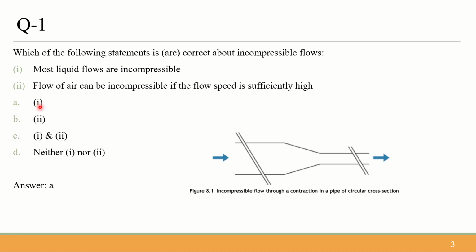So coming to the options, option A is 1, option B is 2, option C is 1 and 2, option D is neither 1 nor 2. So obviously the second statement is a false statement. Therefore the only right statement is most liquid flows are incompressible. So the right answer to this particular question is option A. That is, most liquid flows are incompressible. We'll go to question 2.